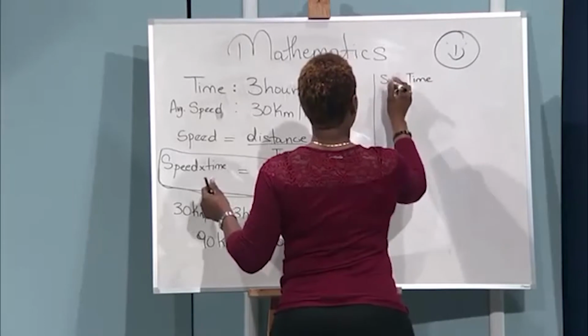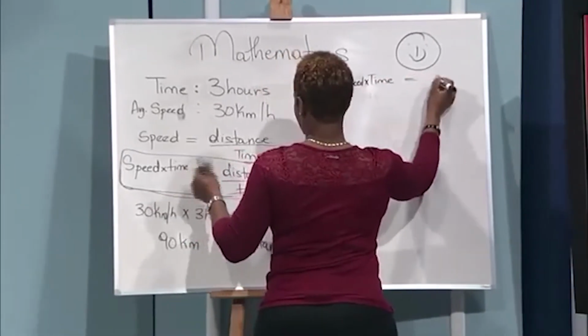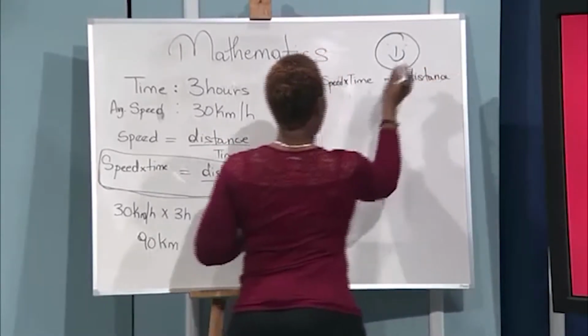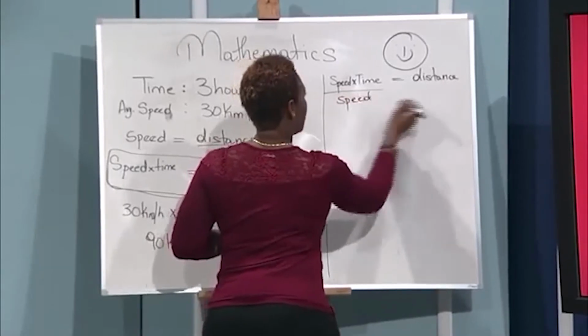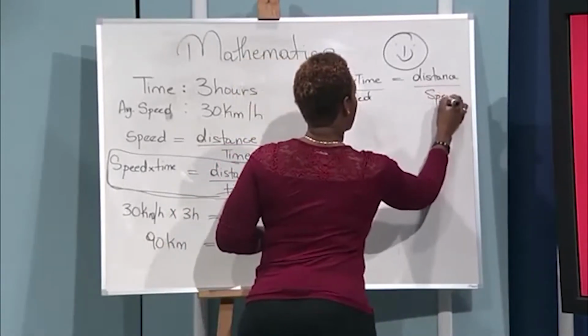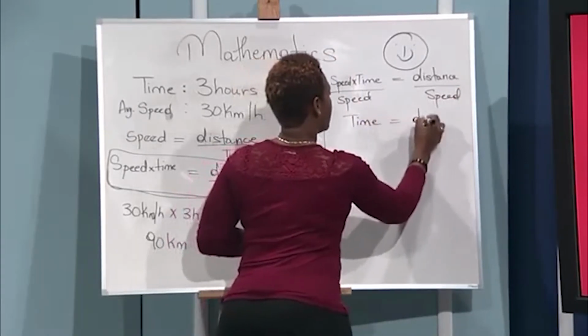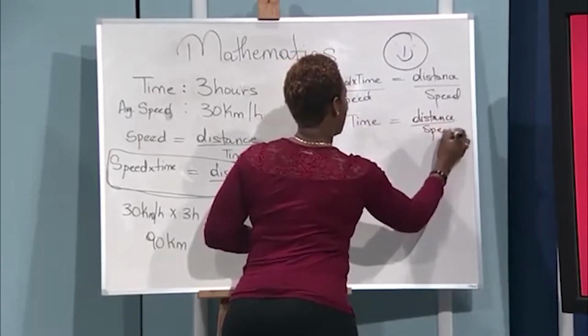All right, I want to write it out because I don't want to take it for granted that we're all where I am at. All right, so I want time by itself. I'm going to divide by speed on both sides, giving me time is equal to distance over speed. All right, great.